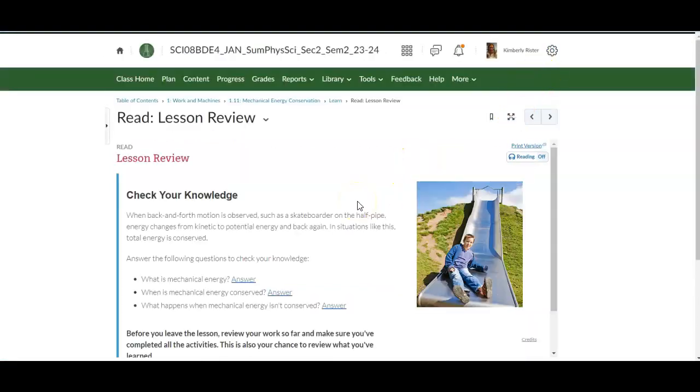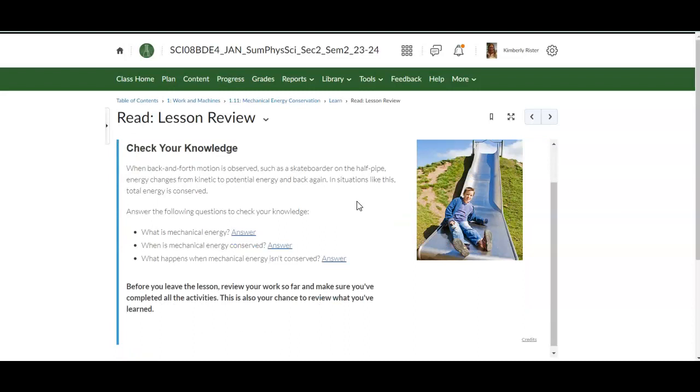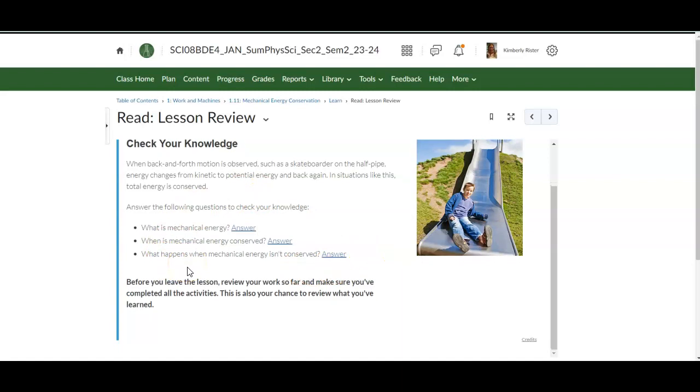Taking a look at the lesson review, make sure you can answer these things. When back and forth motion is observed, such as a skateboarder on the half pipe, energy changes from kinetic to potential energy and back again. In situations like this, the total energy is conserved. So answer the following questions. Just make sure you know these. They look very similar to those guiding questions that we answered as well.